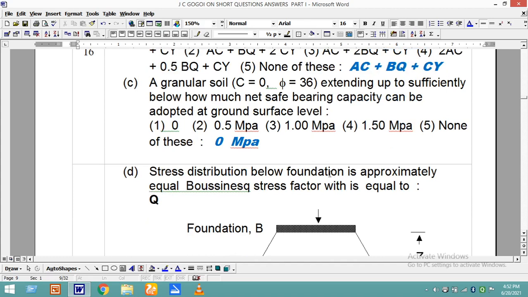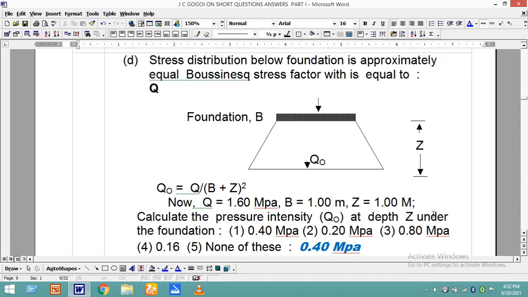Stress distribution below a foundation is proportional to Boussinesq's stress factor, which equals Q by B plus Z squared. This is Z. Because it is distributing at 30 degrees in this way, ultimately this factor will be B plus Z. Now Q is 1.6 MPa, B is 1 meter, Z is 1 meter.